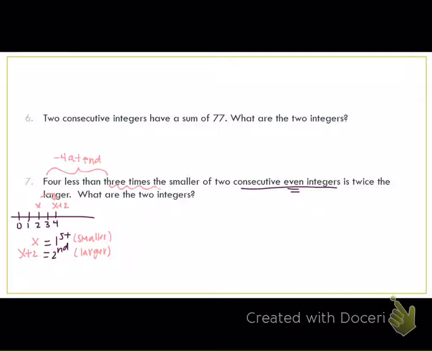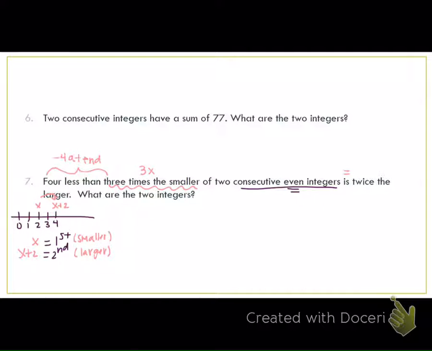Three times the smaller. What does 3 times the smaller mean? Mackenzie, what does 3 times the smaller mean? 3 times x, because x is the smaller of 2 consecutive even integers, which equals twice the larger. So Tommy, what does twice the larger mean?